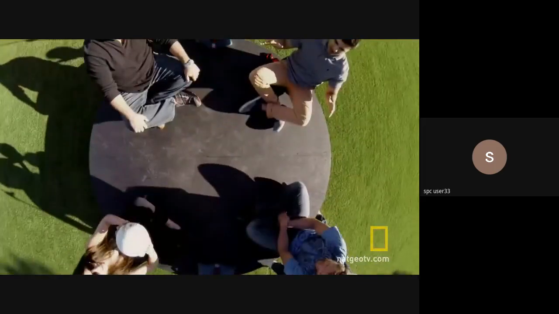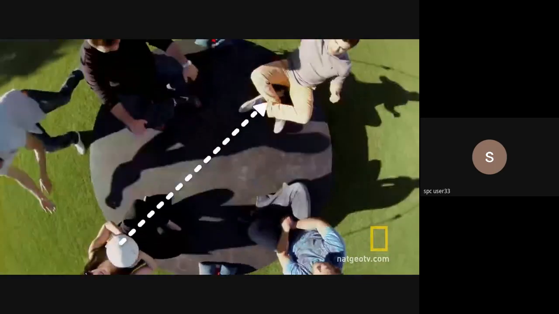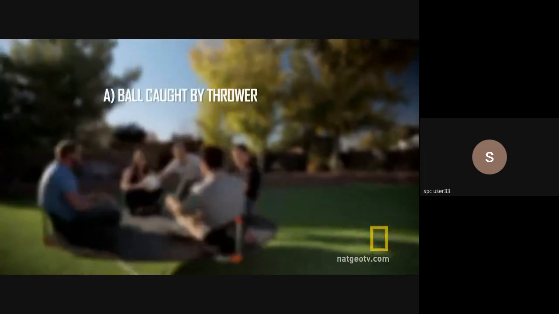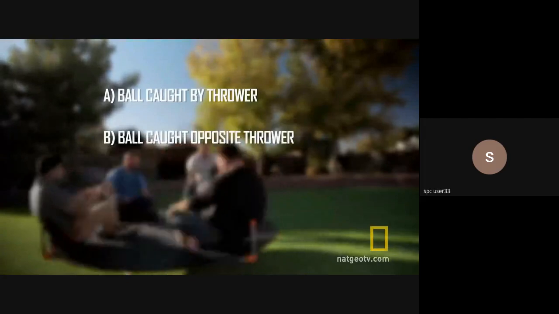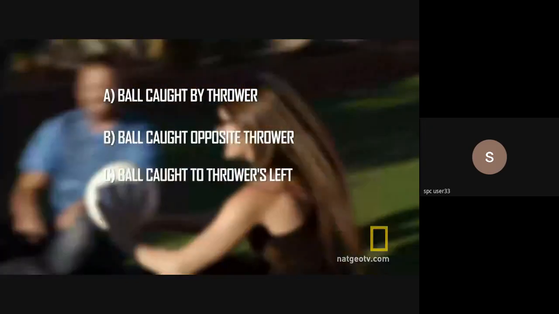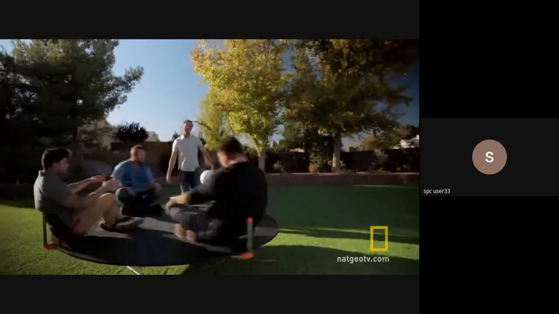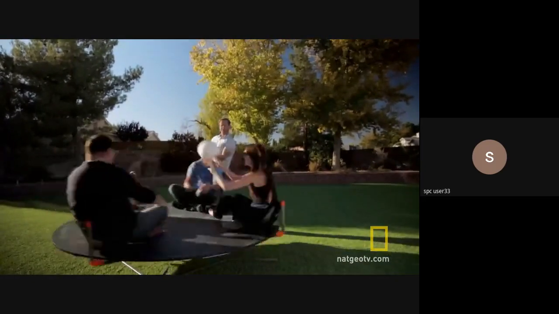Yeah. Now remember, the ball will be thrown straight across the spinning merry-go-round, but where will it end up? Will it be caught by the thrower? Will it be caught by the person opposite? Will it be caught by the person to the thrower's left? Or by the person to the thrower's right? Right, in your own time, throw the ball. I got this. Oh!